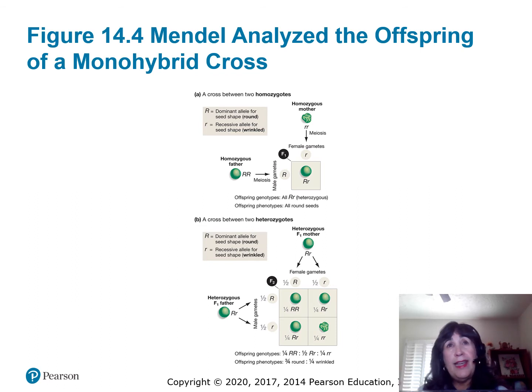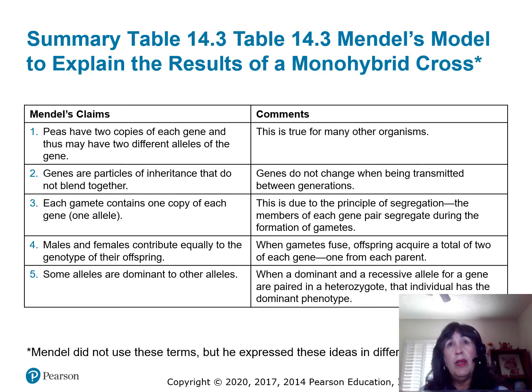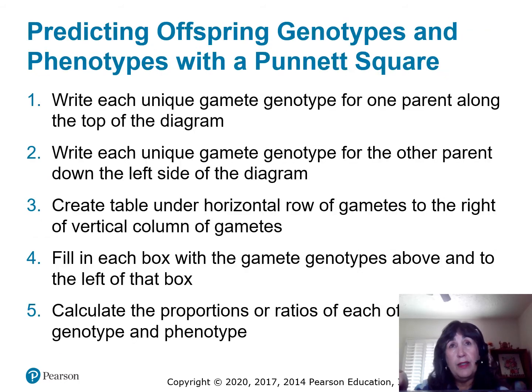So here we see a Punnett square for a monohybrid cross. Here they're looking at big R for round seed and little r for wrinkled seed. Notice that both parents are heterozygous, and when they mate, we get a 1 to 2 to 1 ratio. And so this shows us dominant and recessive traits also. Okay, so this gives you some of Mendel's claims and comments about the offspring from dominant and recessive traits.